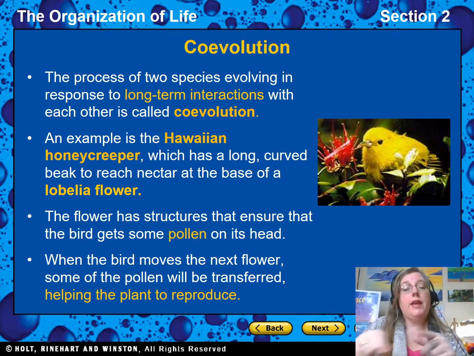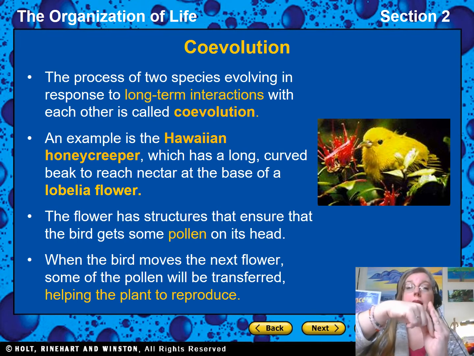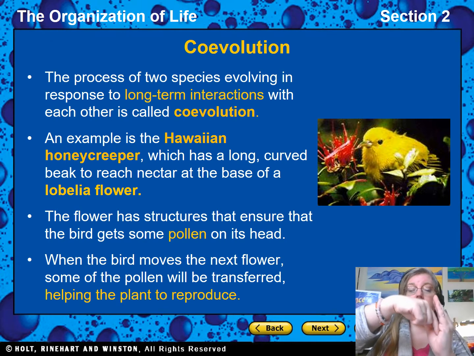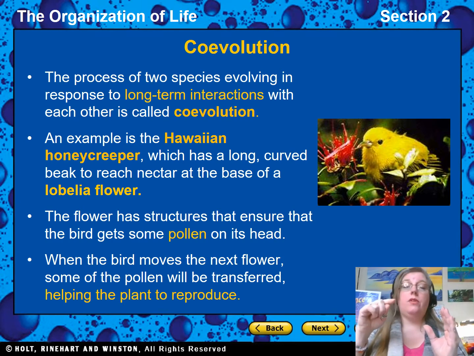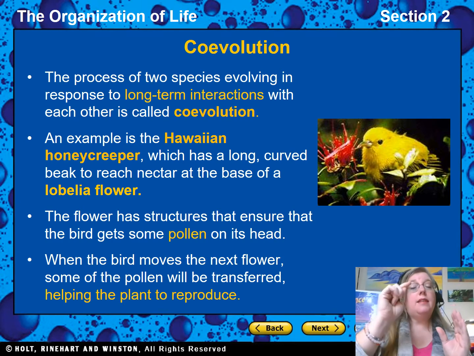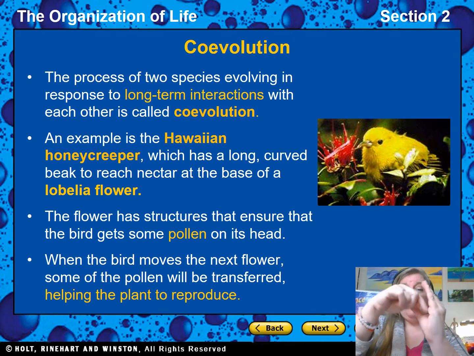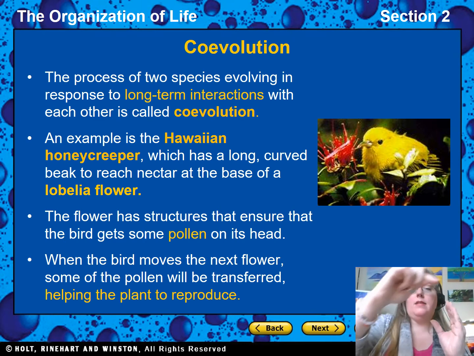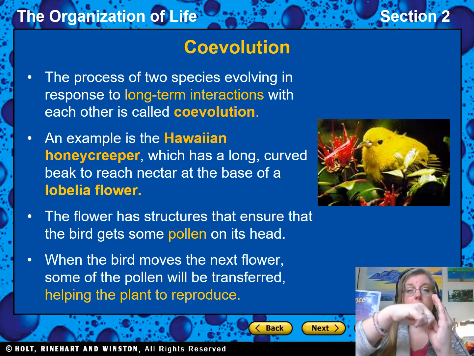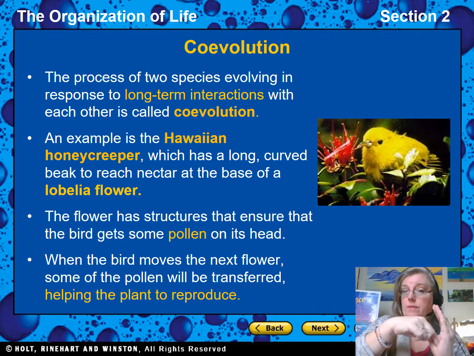All right, so here's where we get the honey creeper in. The honey creeper is one of the only animals that can get deep enough into this, where the nectar is down at the bottom of this flower, and get the pollen on top. And he knows that since he's the only one who can get to the lobelia flower, the next time he finds another lobelia flower in the forest, there's likely to be nectar there because only honey creepers can reach it.